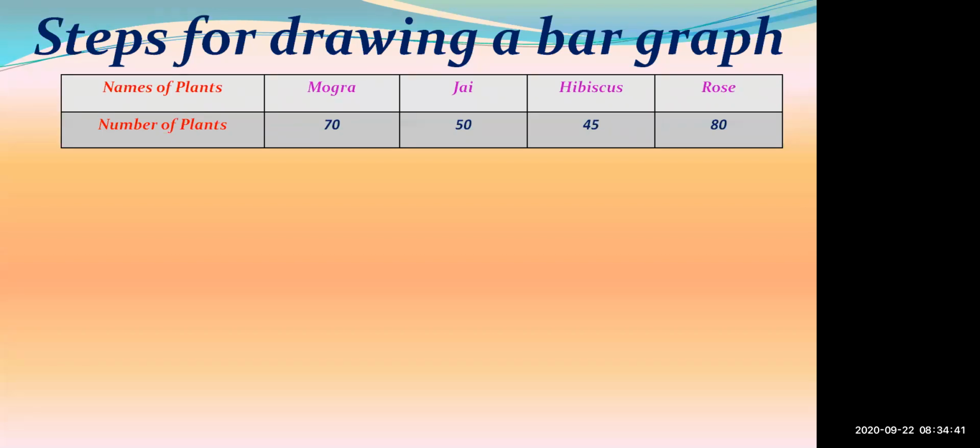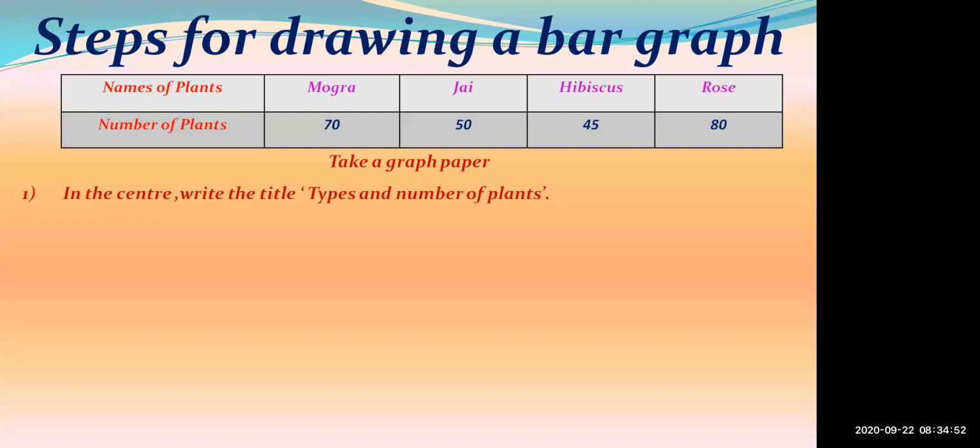So first, there are some steps that you have to keep in mind for drawing a bar graph. What are the steps? First you will take a graph paper. After taking the graph paper, in the center write the title, types and number of plants, meaning on the x-axis and y-axis, whatever information is given you have to write. First we will draw the x-axis and the y-axis, and then mark 0, the point of intersection.